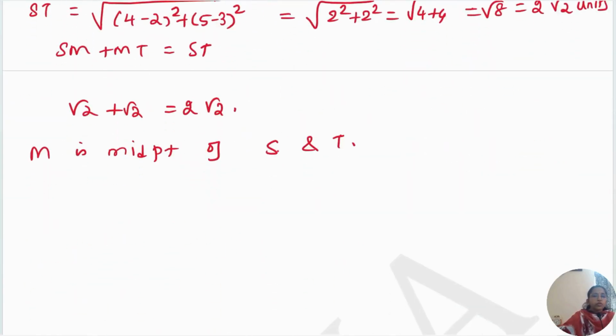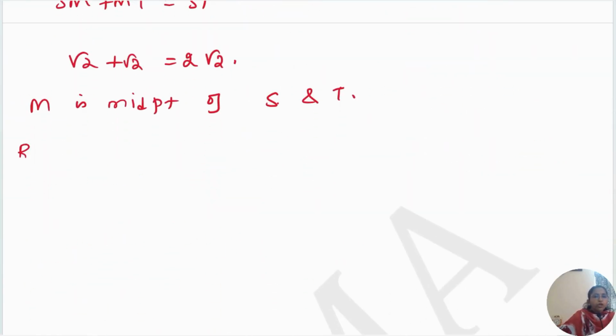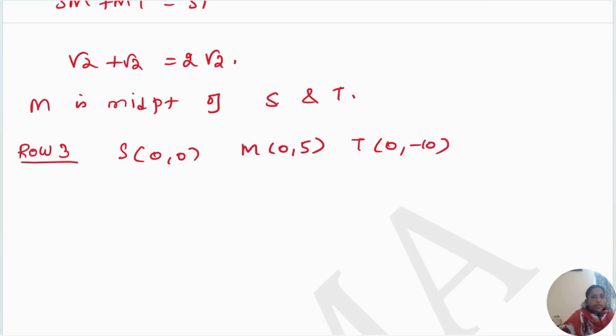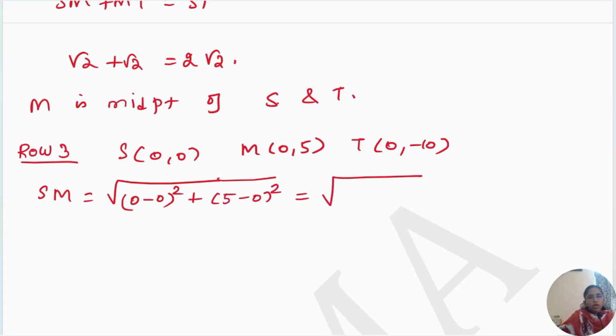And coming to the third row, look at your third row data: 0, 0, 0, 5, 0, minus 10. So third row, row 3. For row 3, here S is 0 comma 0, M is 0 comma 5 and T is 0 comma minus 10. It is given. So SM is root of (0 minus 0) the whole square plus (5 minus 0) the whole square. So root of 0 square plus 5 square. So root of 25, which is equal to 5 units.